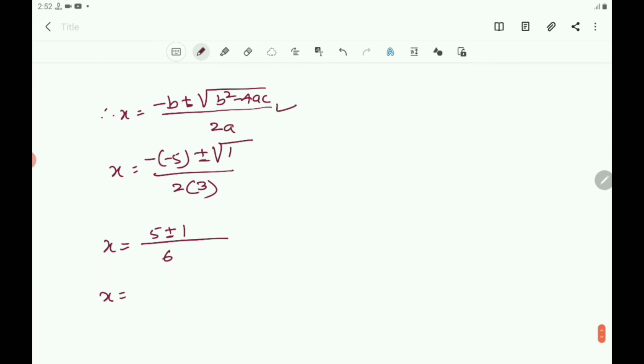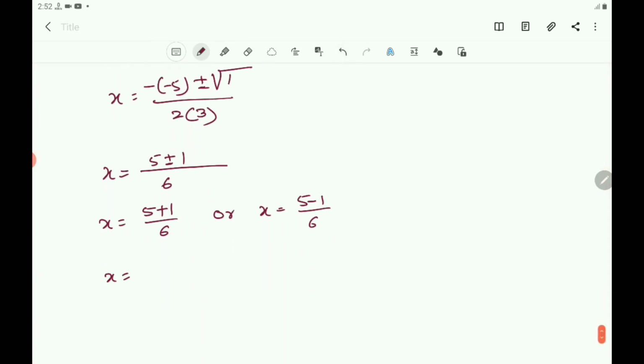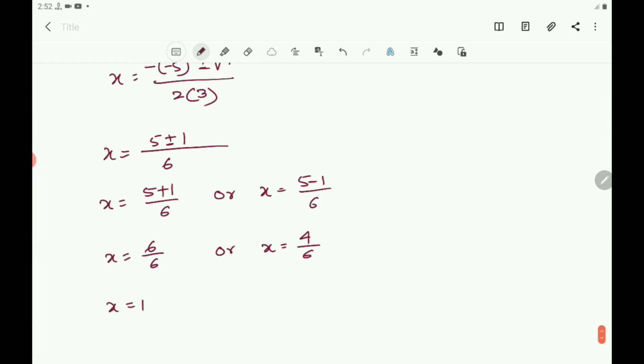So x equals 5 plus 1 by 6, or x equals 5 minus 1 by 6, since plus or minus 1 is there. Then x equals 6 by 6 or x equals 4 by 6. Then x equals 1 or x equals 2 3s are 6, 2 2s are 4, so you got 2 by 3.